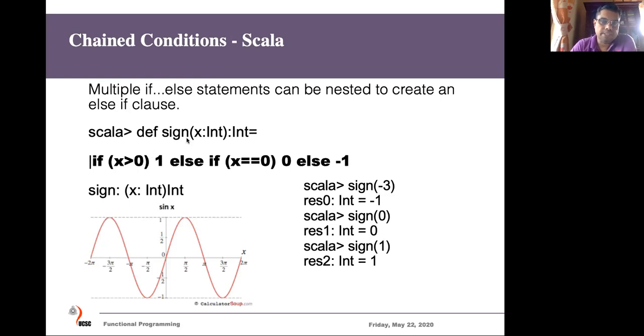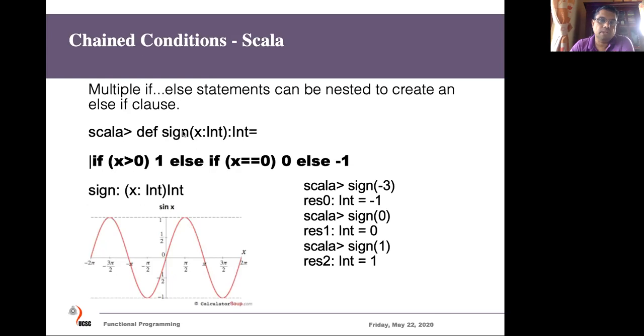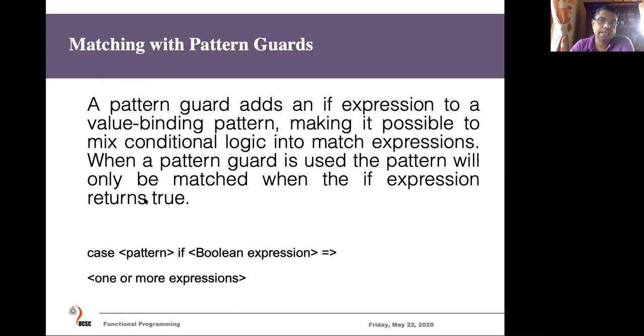So we have defined a sign function here. It returns an integer value. If the given x is greater than zero, it returns one. Else, we have another if statement: if x equals zero, we return zero. Or else, return minus one. There are three conditions to be checked. This we can easily implement using what we call a case expression.